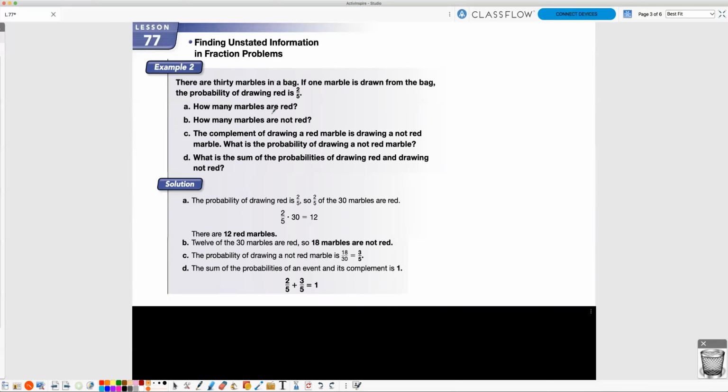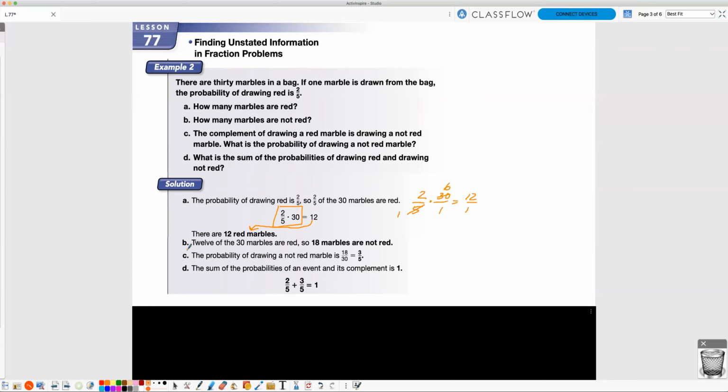So the probability of drawing 2 out of 5 for the 30 marbles being red means you have to take the 2/5 times 30, which equals 12. So that means there are 12 red marbles, because 2/5 times 30 over 1 is the same as, well, I can see this would cancel, this would cancel. That'd be 2 times 6, which equals 12 over 1. So 12 red marbles if the probability is 2/5, if there are 30 marbles.